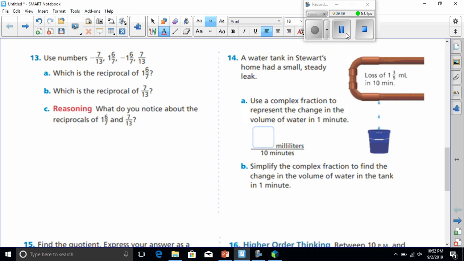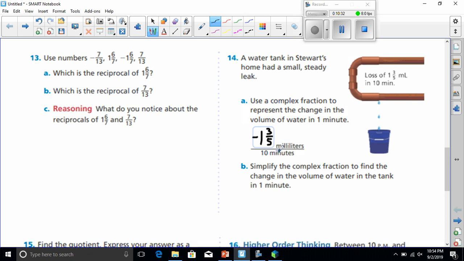Okay? So let's see. Well, first of all, we have to go ahead and fill in that blank, and that should be easy enough. We know since it says a loss of 1 3/5 milliliter, a loss means that this number is going to be a negative because we're losing. So this is going to be a negative 1 3/5 over 10 minutes. Now it says simplify the complex fraction to find the change in the volume of water in the tank in 1 minute.